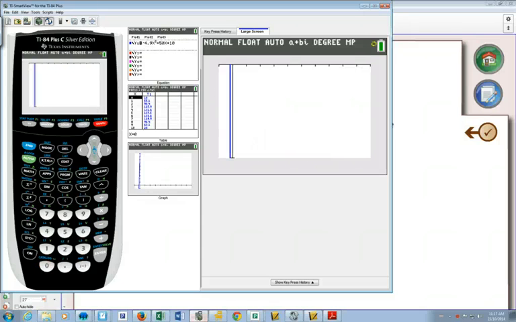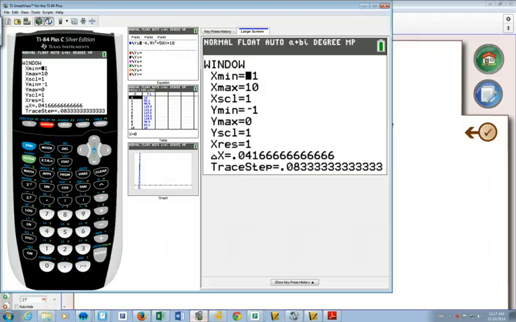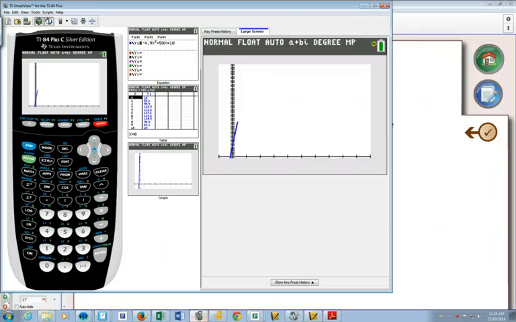I put 0. Go back. Come on, don't crash on me. I put 0. That's bad. Let's go. What did I say, 70? So now I'm going to graph it and see what it looks like.